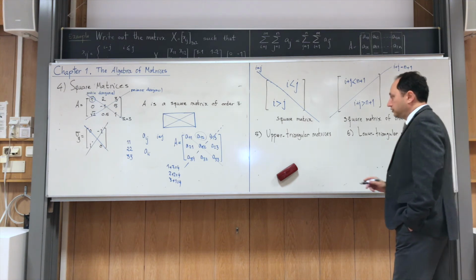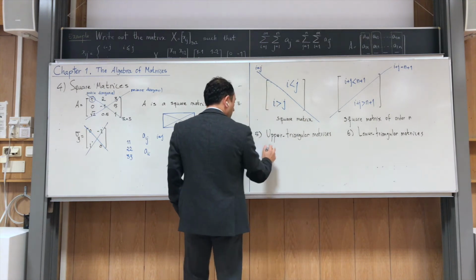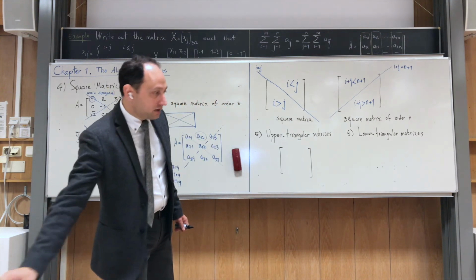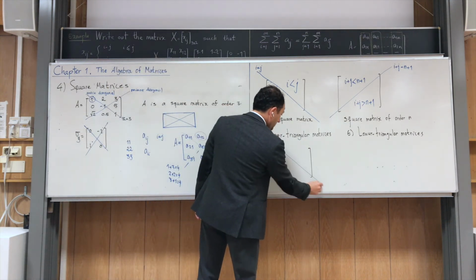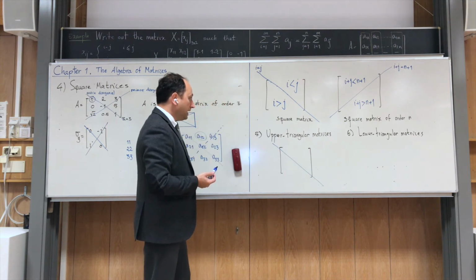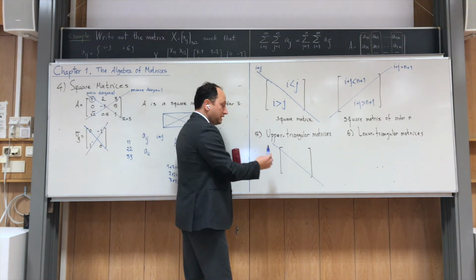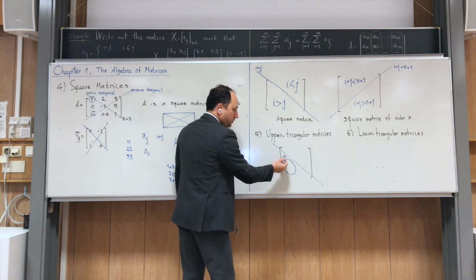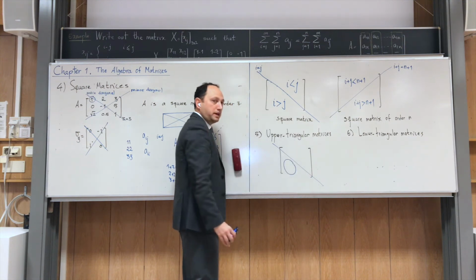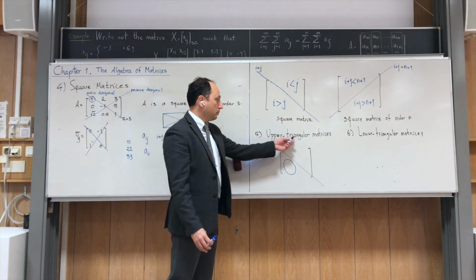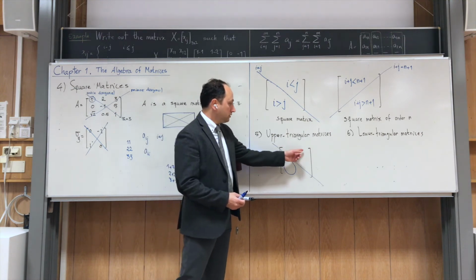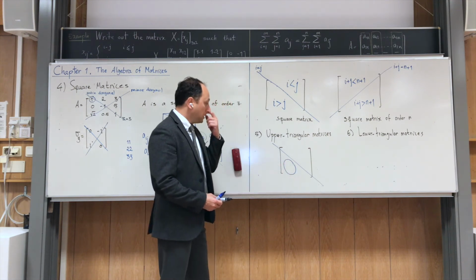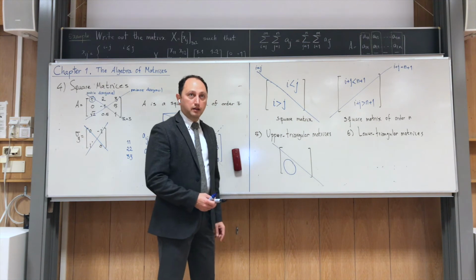So let me define them for you here. Upper triangular means that you have a square matrix, and assume that this is your main diagonal, when everything below the main diagonal is 0. So let me put a big 0, meaning that every entry that you see below the main diagonal is 0. Then you call it upper triangular. You don't know exactly what is going on here, but you know that all these numbers are equal to 0, so you call it an upper triangular matrix.